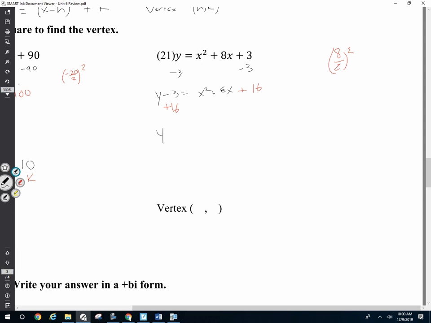giving me y minus 13, sorry, that's y plus 13, equals the two numbers that add to get 8 and multiply to get 16, which are 4 and 4. So it's x plus 4 times x plus 4. You could skip this step and go straight to x plus 4 squared. Subtract the 13.